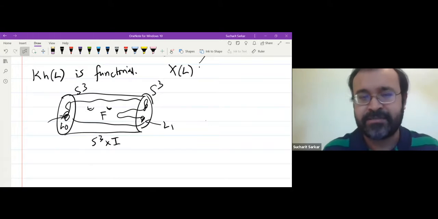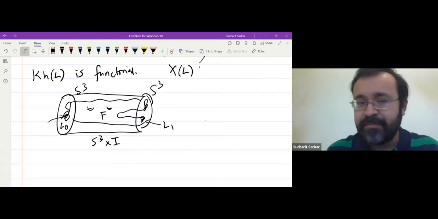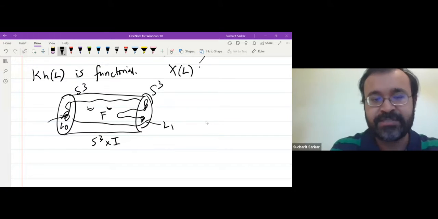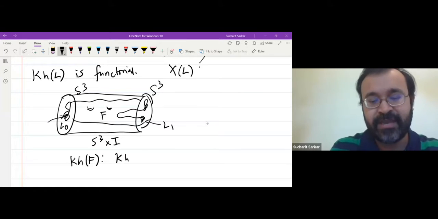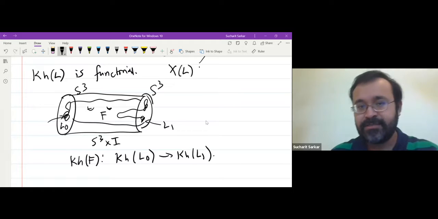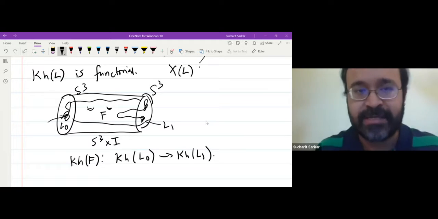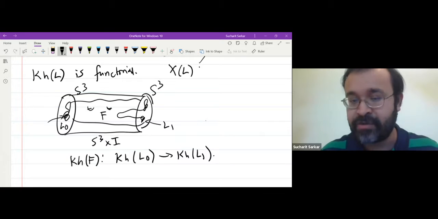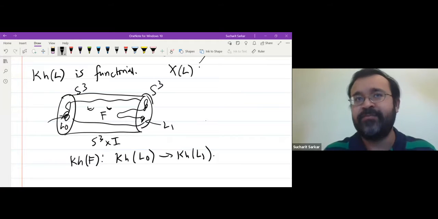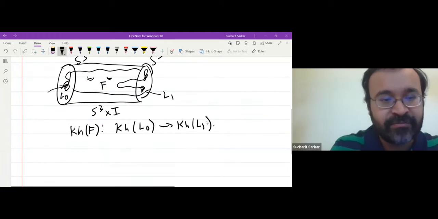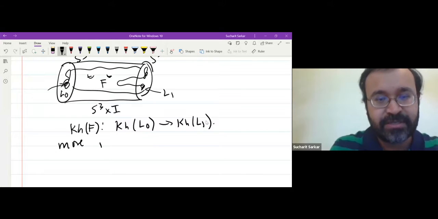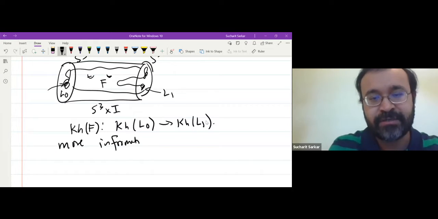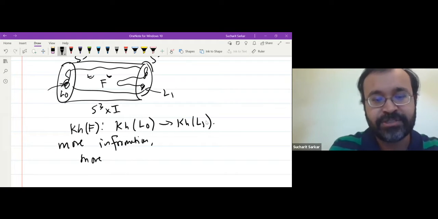polynomial, there is no relation because polynomials don't have morphisms. But in terms of Khovanov homology, this surface will induce a map. Let's call it KH of F, from KH of L0 to KH of L1. So anytime you have a cobordism between links, you have a map between their corresponding Khovanov homologies. So this is strictly more information. It gives you more structure.